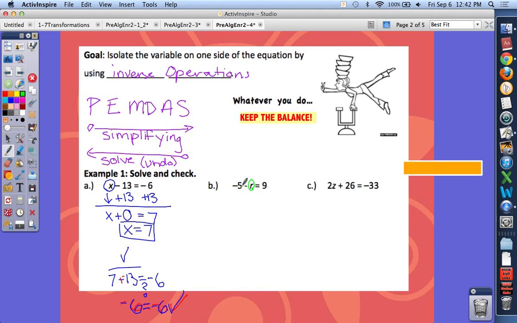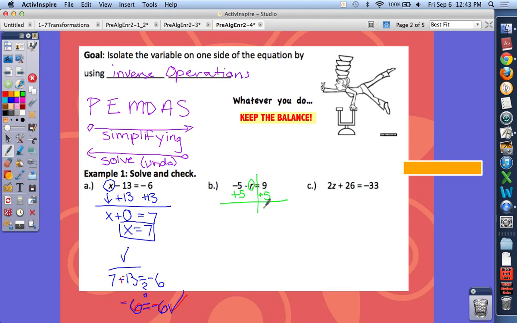Well, I see a negative 5 minus the r. I want to get rid of this negative 5. In order to undo that, I would add 5 to both sides. But whatever I do to one side of the equal sign, I must do to the other side of the equal sign. So I have to add 5 over here.